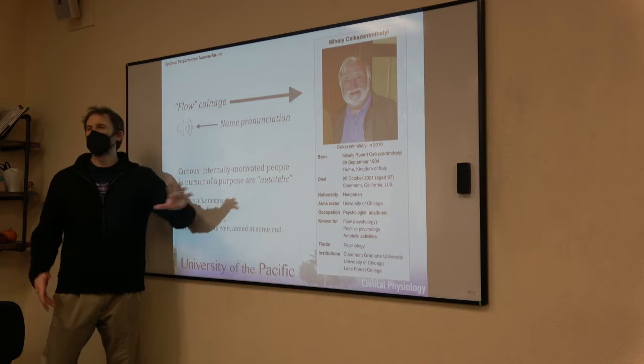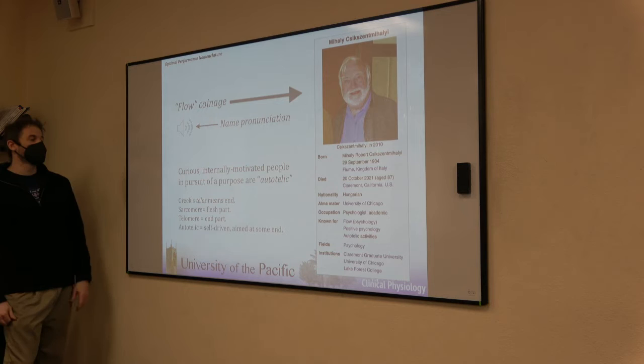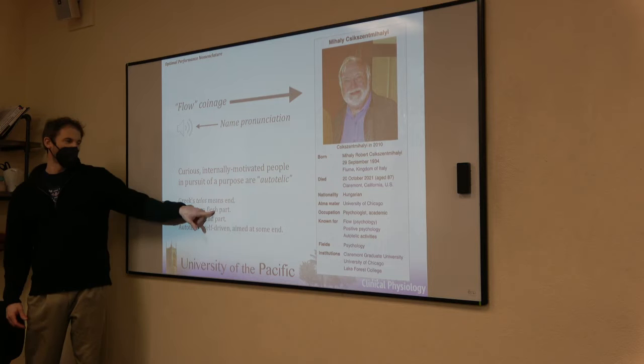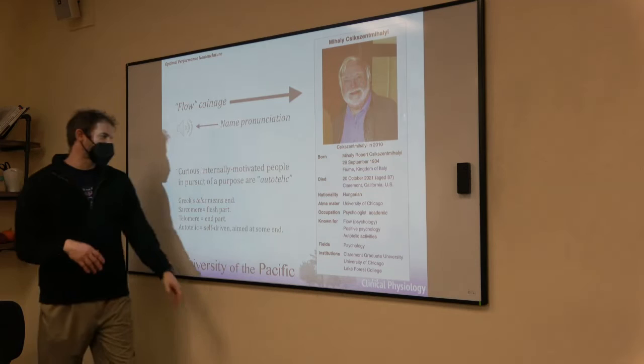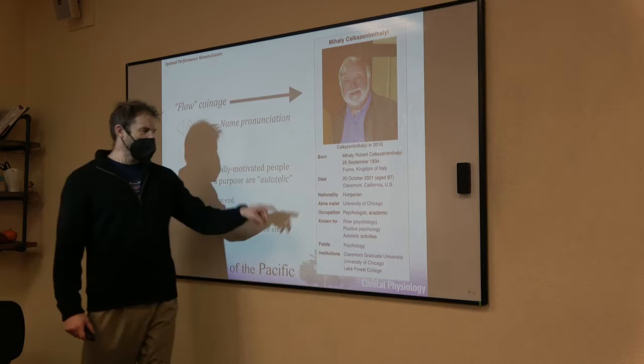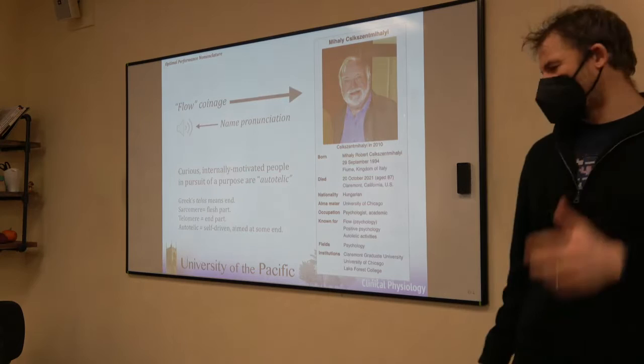We've been talking about telomeres, so let's do some root words, right? Greek, telos, end. So telomere, the end part. Mere means part. Sarcomere, flesh part of a muscle, right? Longitudinal strings of sarcomeres, that's your muscle. So the flesh part. A telomere is the end part. Autotelic means self-driven, intrinsically motivated, aimed at some end, aimed at the telomere of accomplishments at the end. And so that is people in flow.